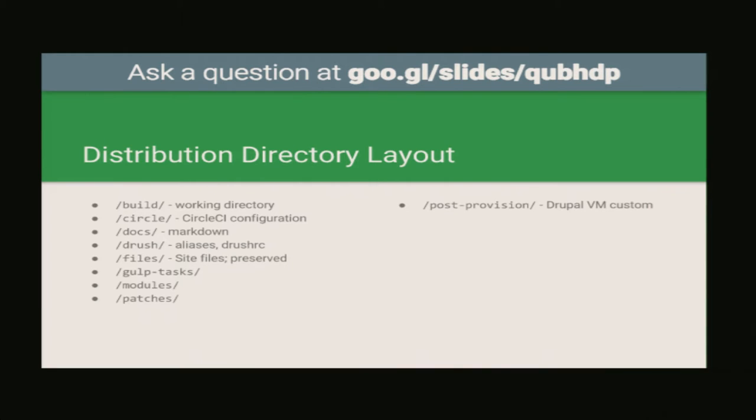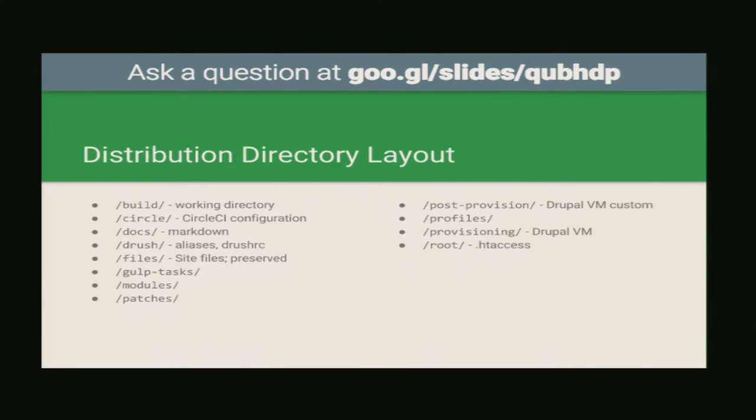Post provision is the Drupal VM custom steps that we have, things like configuring Apache Solr, for example, or installing a particular version of Google Chrome that was more performant than the one that Drupal VM shipped with at the time. Slash profiles contains the custom installation profile. For this project, we only had one available that would just configure base modules and make sure that things like PHP filter aren't turned on. Slash provisioning contains Drupal VM, and this was the way that we did it at the time. Now, Drupal VM can be installed via Composer, and I would actually recommend doing that instead.